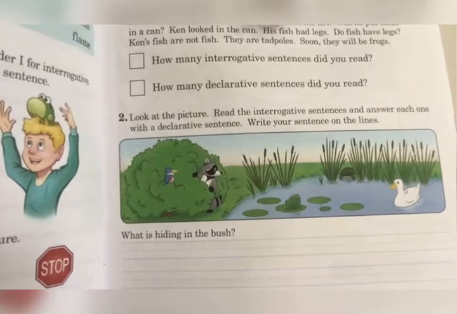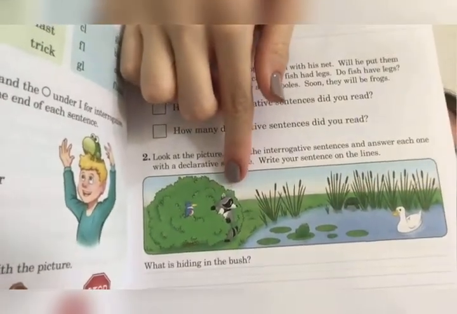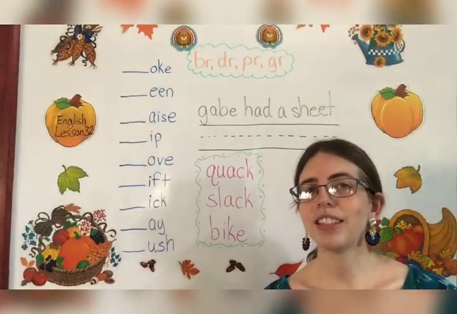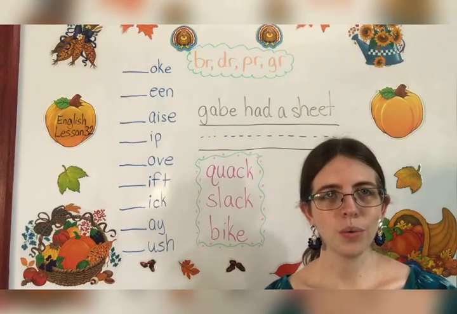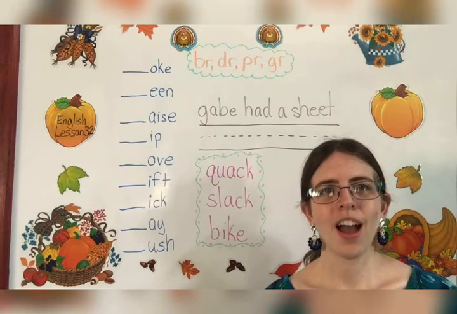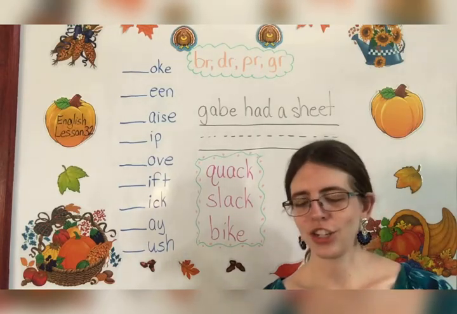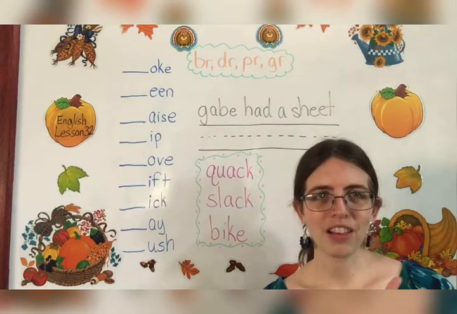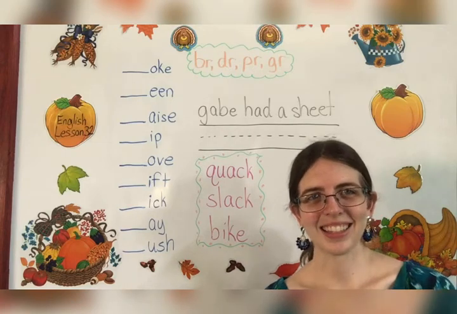Escondiendo en las plantas. Right there. What animal is that? In Español, it's a mapache, right? In English, we call it a raccoon. A raccoon. R-A-C-C-O-O-N. Raccoon. So a raccoon is hiding in the bush. You need to answer in a complete sentence. Do not just write raccoon on the line. And yes, you need to use the word raccoon because we're in English class.